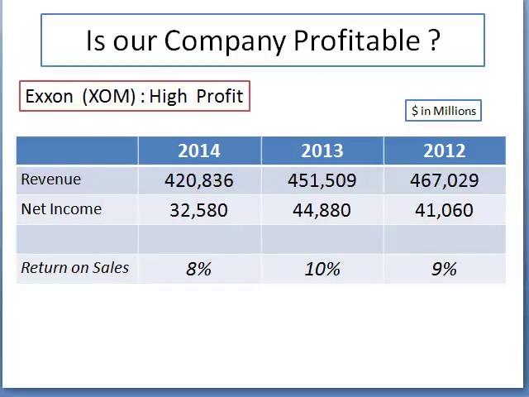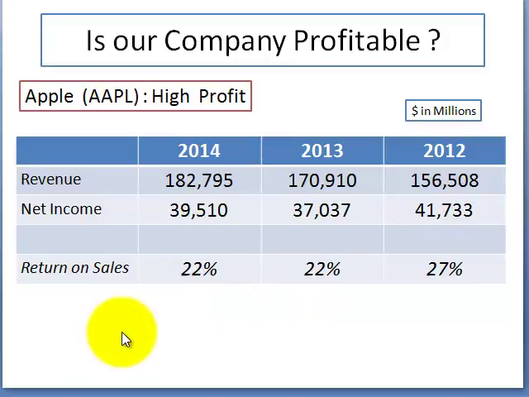A couple that have very high profit margins. The average company only makes 3 or 4% return on sales, so 8% is quite good. Here you see Exxon, their revenue, their net income, and their return on sales. And it's important to look at the trends over time. Here's Apple, very, very profitable, high profit margin.